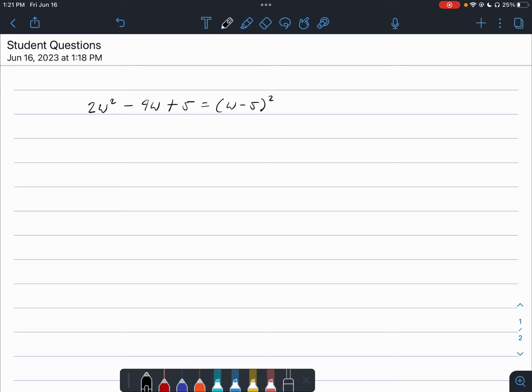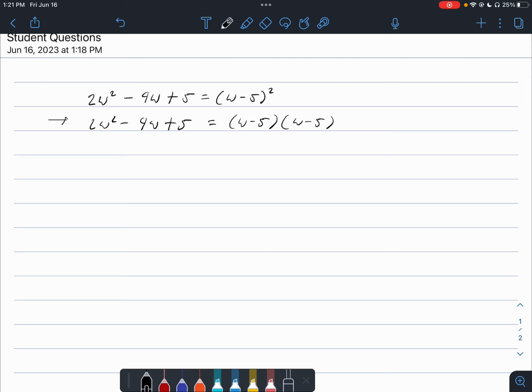So this is going to be, we'll just take everything down. 2w squared minus 9w plus 5. And we can really think of (w minus 5) squared as w minus 5 times w minus 5. Okay? That's what it means to square something. You multiply it by itself. So we have w minus 5 times w minus 5.